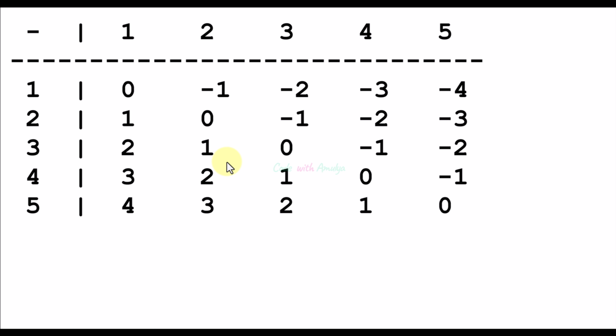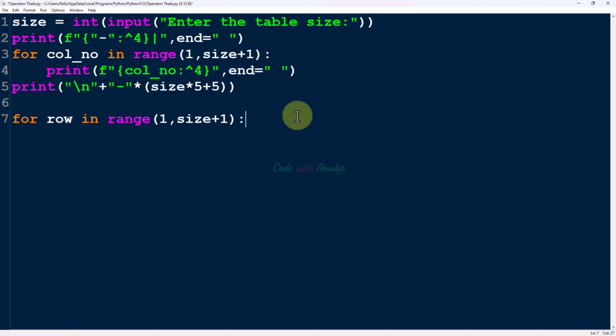For this we need 2 for loops. One for loop is for row, another for loop is for column. In the row we want to print first the row numbers, then we need to print the result. For that, let's take row like this. For row in range 1 to size plus 1. At the beginning of the row, we need to print the row number like this. And we need to format this row number. For that, I'll use the f-string method. Center alignment width is 4. And also we want to print this symbol. And to print the next value, let's take end as space like this.